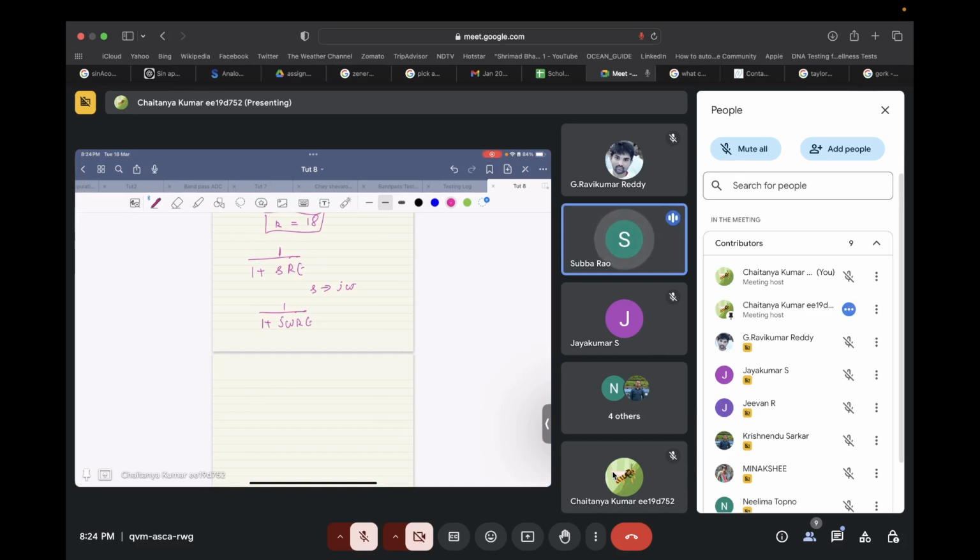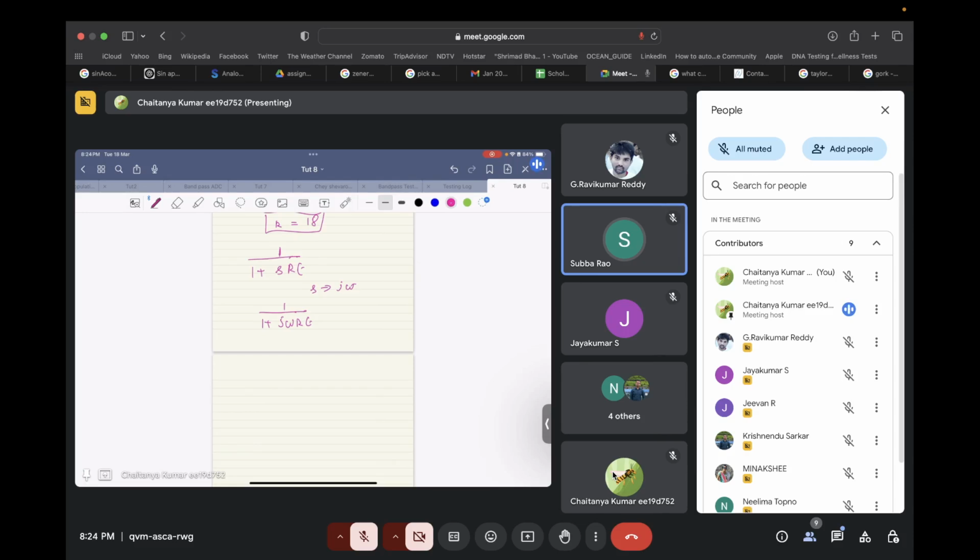Sir, up to k equals 18 understood, sir. Why have we taken 1 by 1 plus SRC again? We had a doubt from Jayakumar S: why does 1 upon 1 plus SRC give a negative sign in the phase response? That is what I was trying to explain.